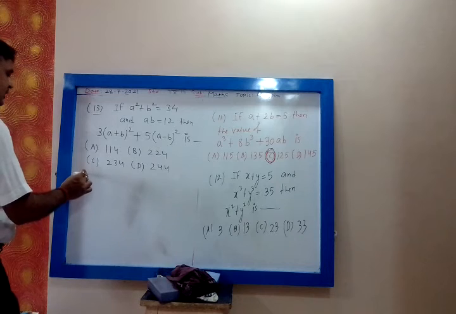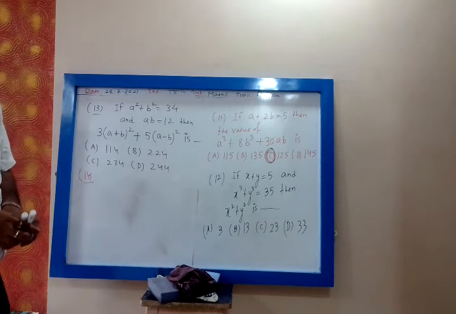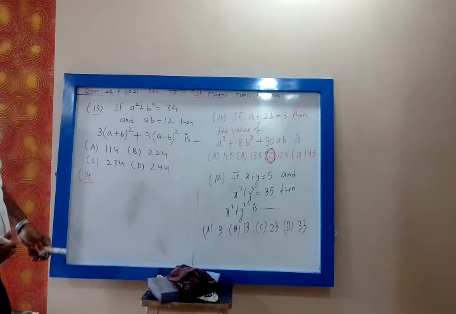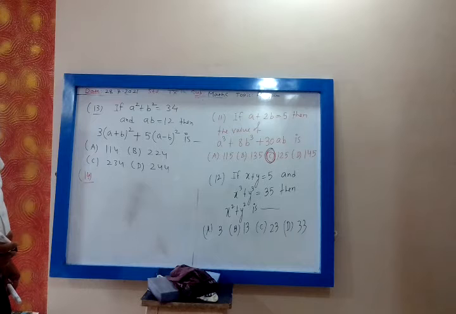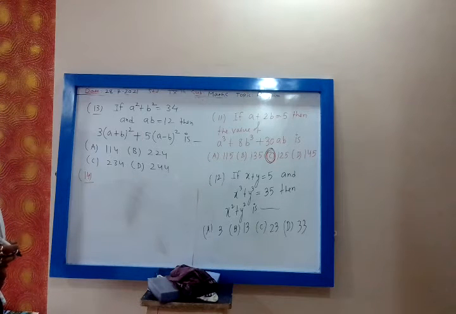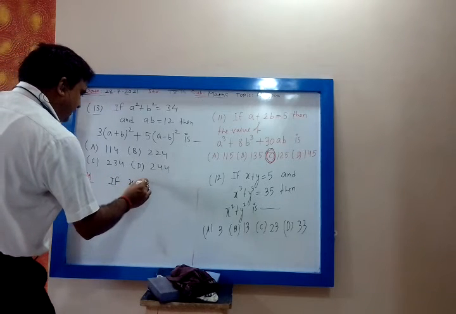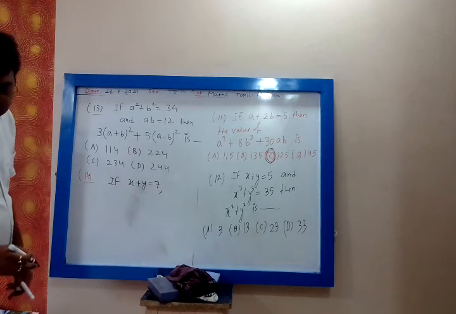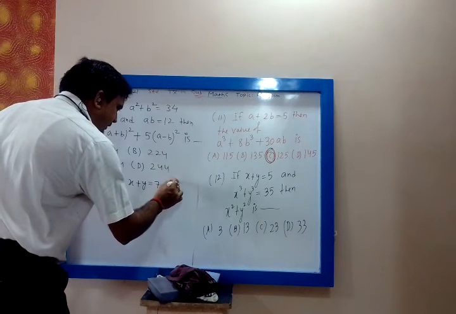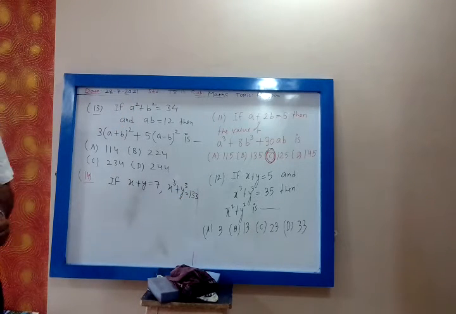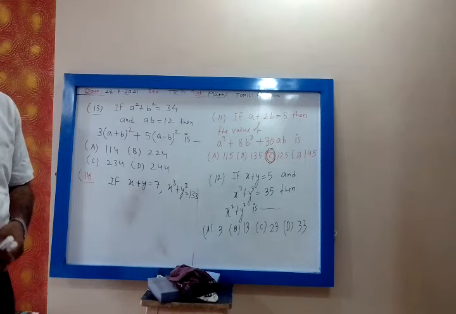Go for 12, 13. Now let me give 14. If x plus y is 7 and x cube plus y cube is 133. It is 133.